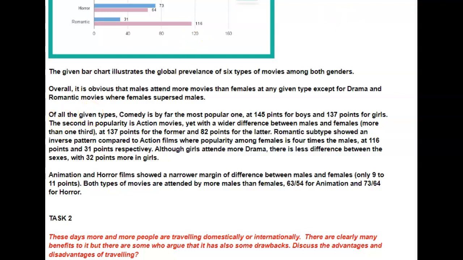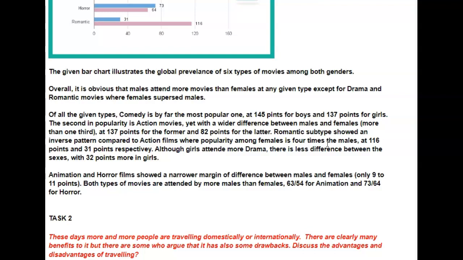So the second in popularity, okay. The second in popularity is action movies, yet with a wider difference between males and females, more than a third at 137 points for the former and 82 points for the latter. Good. The romantic subtype showed an inverse pattern compared to action films, where the popularity among females is 4 times that of the males. That's what's missing here to make this grammatically correct. At 116 points and 131 points, respectively.